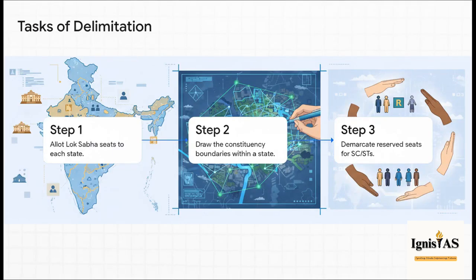So, this Delimitation Commission is handed a massive mission, and it really breaks down into three key jobs. First, and this is the big one we've been talking about, it decides how many Lok Sabha seats each state gets. Second, it gets out the map and draws the actual boundary lines for every single constituency within a state. And third, it marks out which of those seats are reserved for scheduled castes and tribes, which is absolutely vital for ensuring their representation.